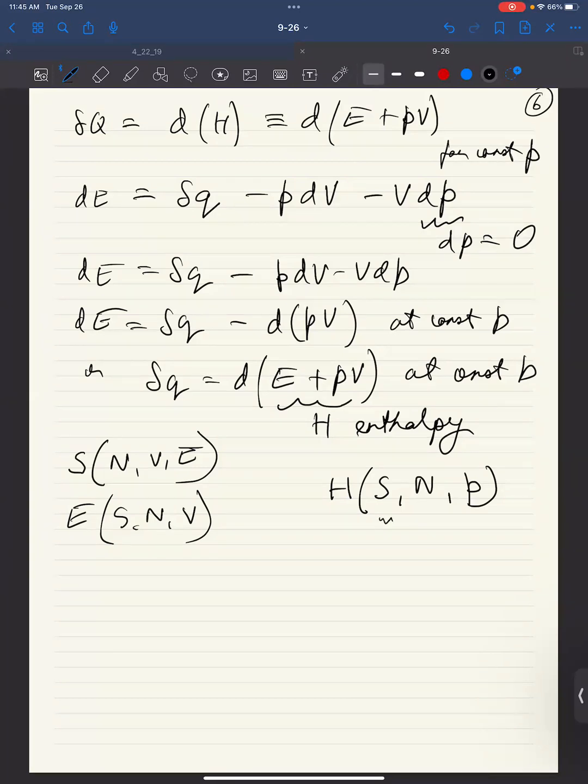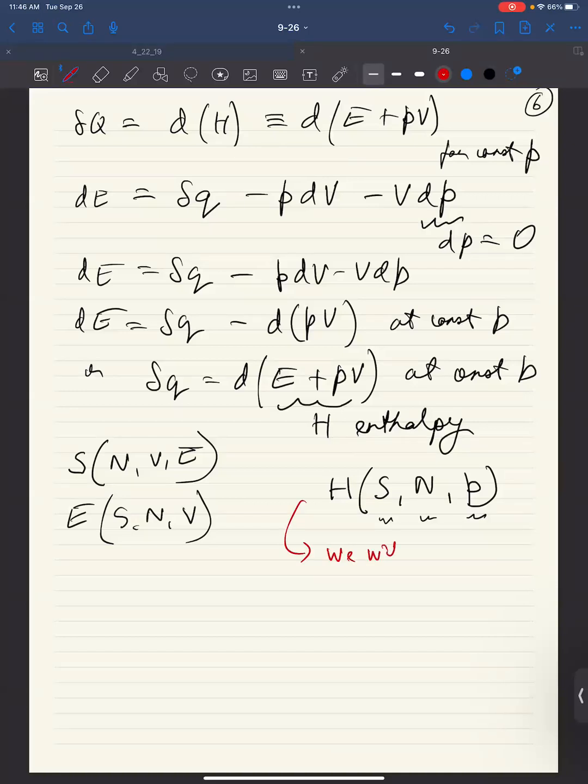So if you were doing an experiment where the control variables were S and P, why do we care about these natural variables? Because if it's an isolated system at constant NVE, then the direction of spontaneous change is one which increases entropy, right? If we are doing something at constant S and V, then the direction of change is decreasing the energy. Later, we will see a similar principle applies to H. If you're doing an experiment at constant S, N, and P, then you can think about H. And it's not obvious at this point whether H should be minimized or maximized. Turns out it should be minimized.